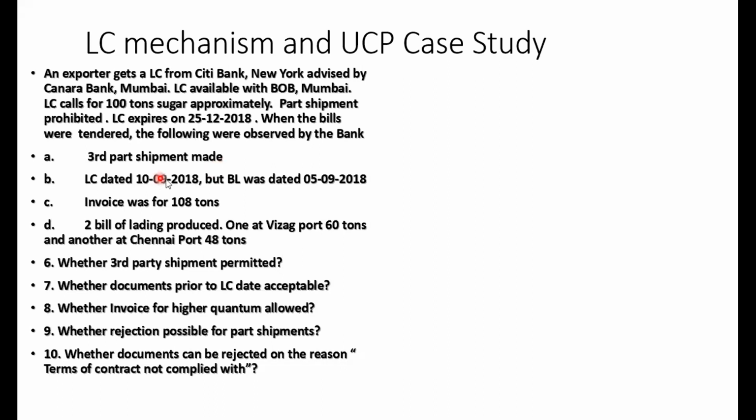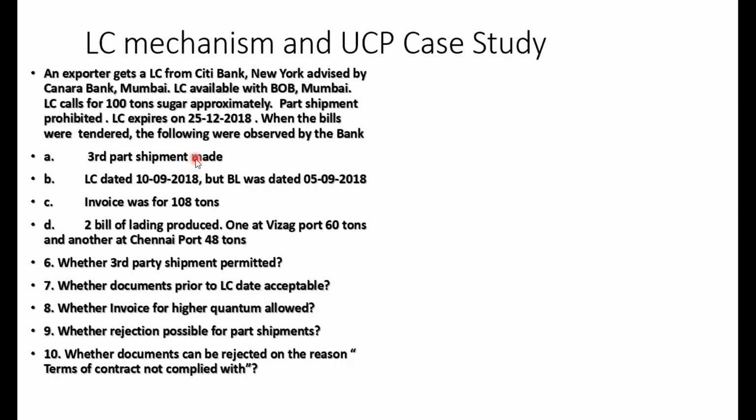That is one. Second also: the LC is dated 10/9, that is 10th September, but the bill of lading presented was dated 5/9. LC itself is 10/9, but the document under the LC was 5/9. Now you can take an exception. Sir, how can it be? So it is a discrepancy. No, it's not a discrepancy.